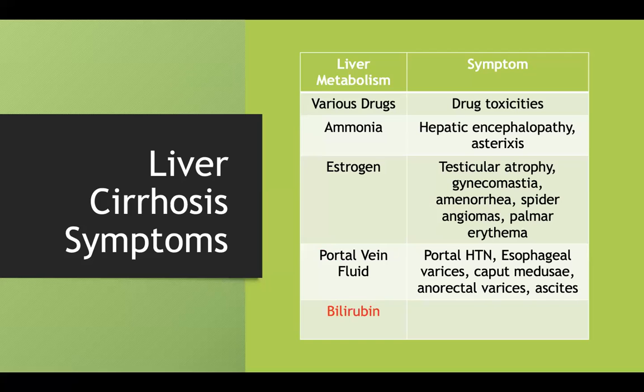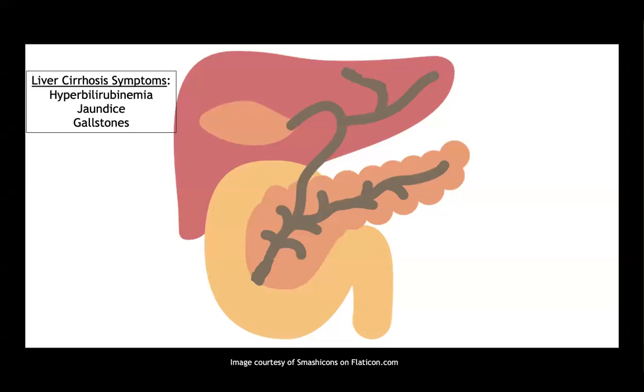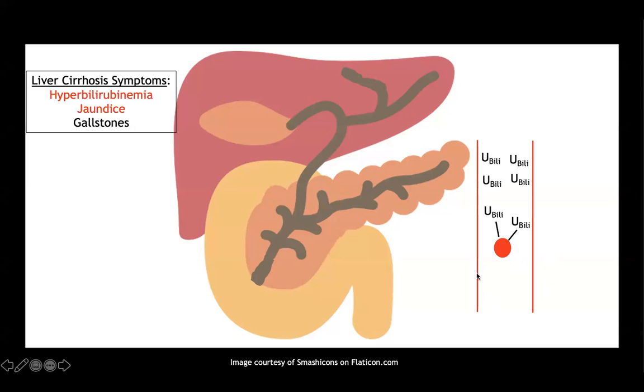Okay, so that covers portal venous fluid. Let's talk about what happens when bilirubin metabolism gets a little bit messed up. Some of the symptoms you'll see in liver cirrhosis that have to do with inadequate bilirubin metabolism are hyperbilirubinemia, jaundice, and gallstones. Hyperbilirubinemia and jaundice should make sense. As we've seen so many times now, RBCs are broken down into unconjugated bilirubin. That bilirubin gets conjugated, but if you don't have a good liver, you can easily have an elevated unconjugated bilirubin.